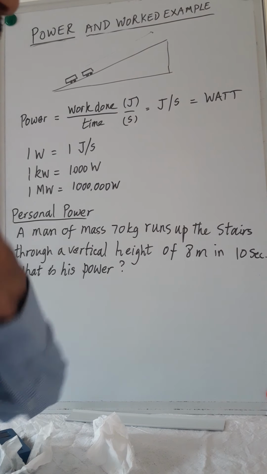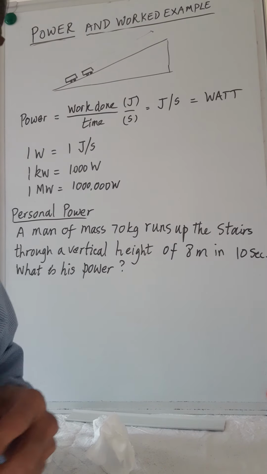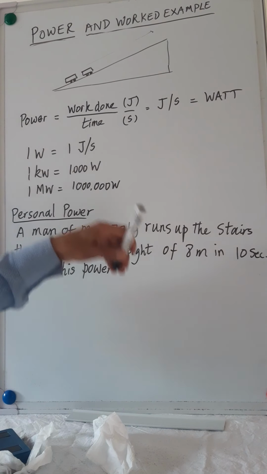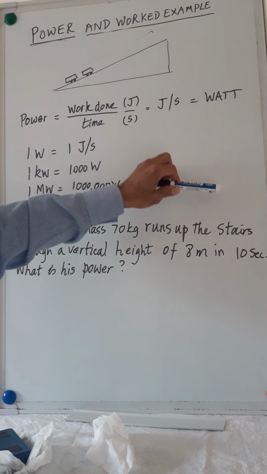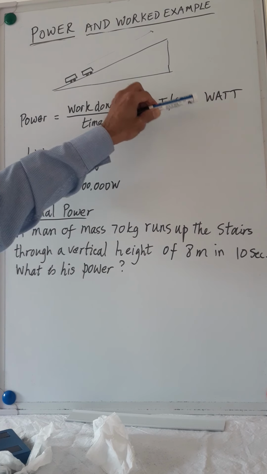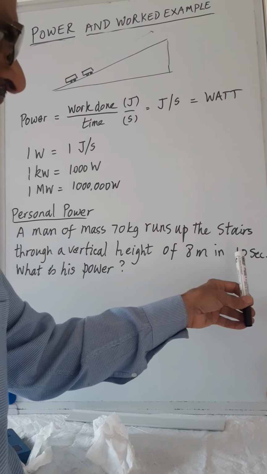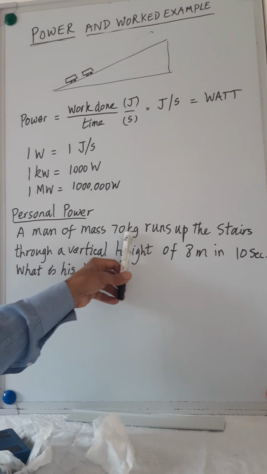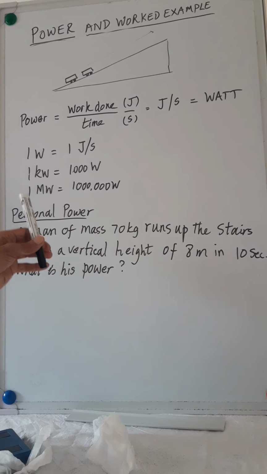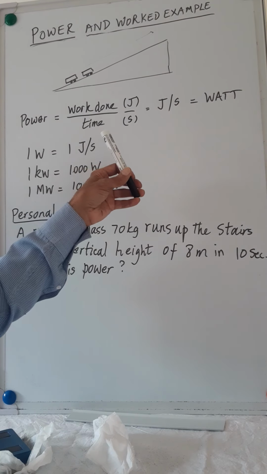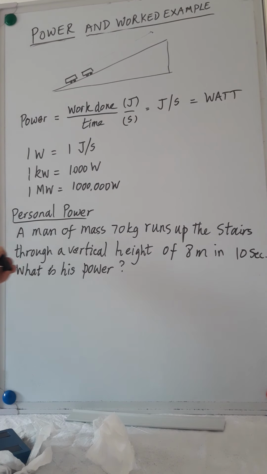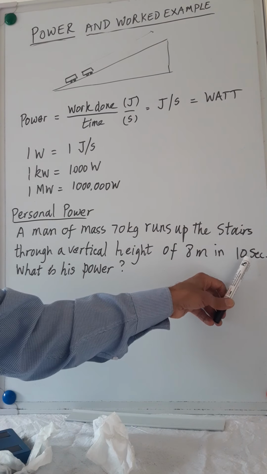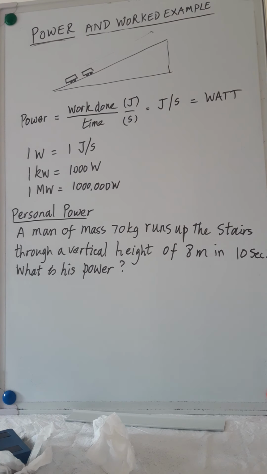An interesting experiment to measure your own power: run up the stairs, to a height that you know, and time yourself how long it takes, carrying your own weight. You have to know your mass in kilograms. Then you can work out your power. I've illustrated this with an example. A man of mass 70 kilograms runs up the stairs through a vertical height of 8 meters, and it takes 10 seconds. What is his power?